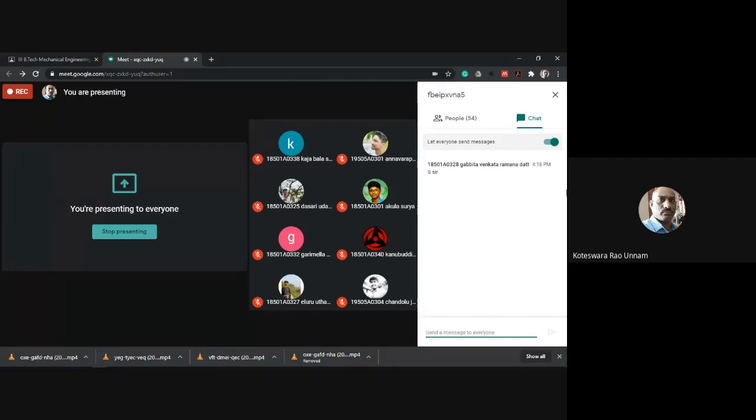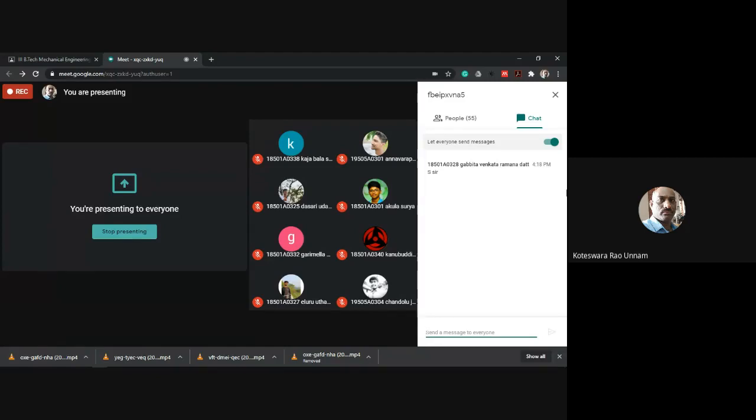Then t1 is used for the thickness of the cover plate, and eta is for the efficiency of the riveted joint. Eta suffix L is efficiency of the longitudinal joint for a boiler. Eta suffix C is nothing but efficiency of the circumferential joints. So these are the terminologies you are going to use in case of these riveted joints.